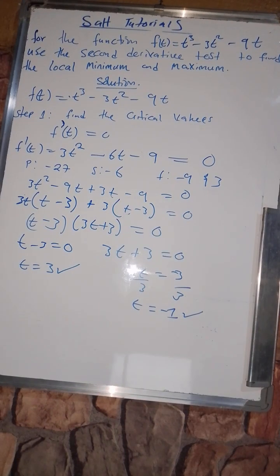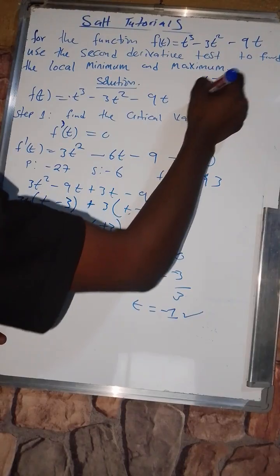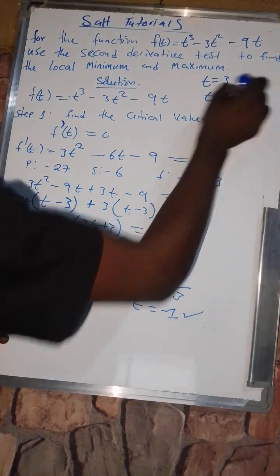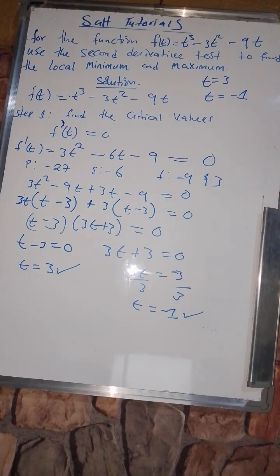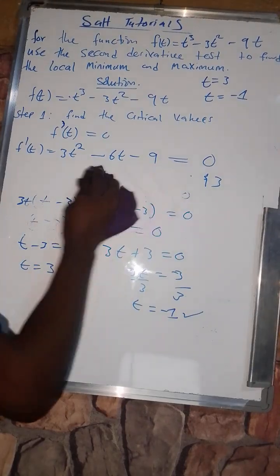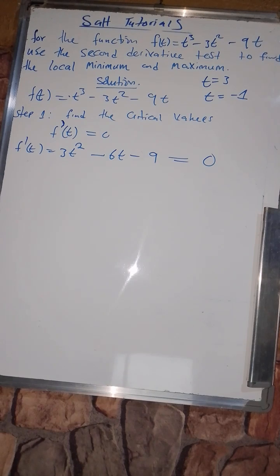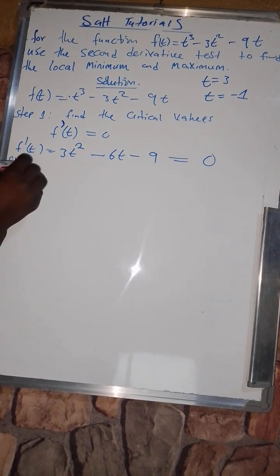Okay, so let's now find the second derivative. I can erase some up top. Let me keep my values. My values are t equals 3 and t equals negative 1. Now let's find the second derivative. Step 2, find the second derivative.